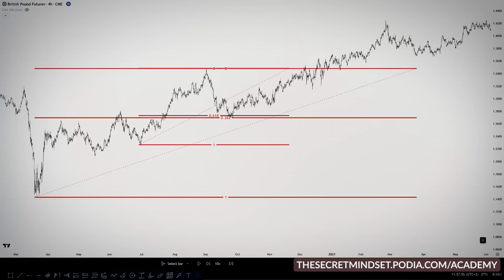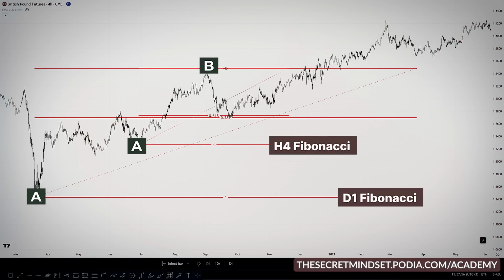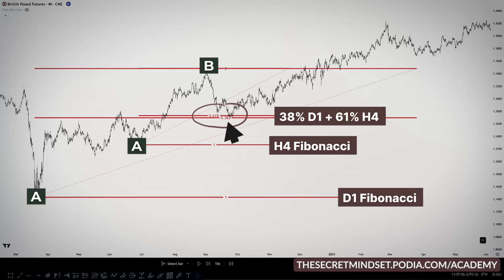So this technique is all about finding areas where different Fibonacci levels from various timeframes overlap, creating a strong support or resistance level. In this case, we see a confluence where the 61% Fibonacci retracement from the 4-hour timeframe meets the 38% retracement from the daily timeframe. This overlap creates a buy zone that's much stronger than a single Fibonacci level alone.